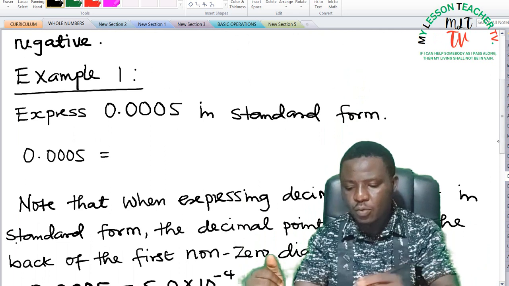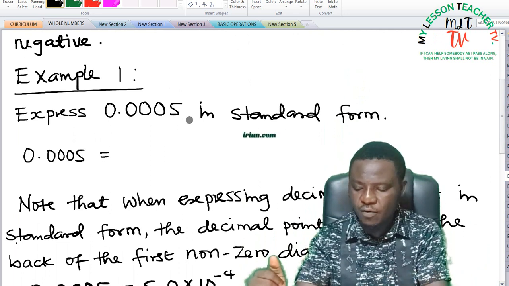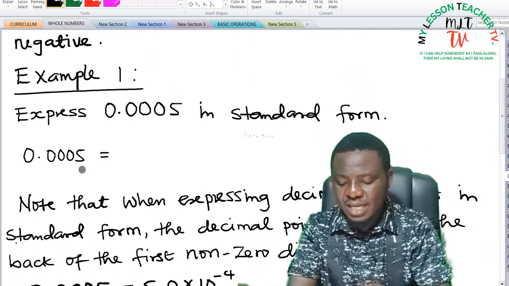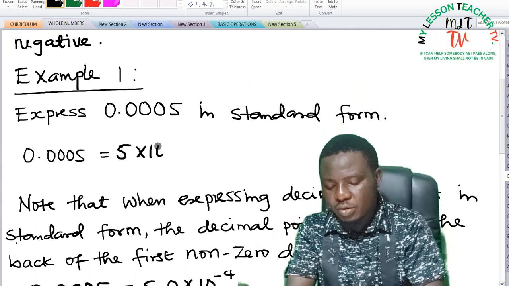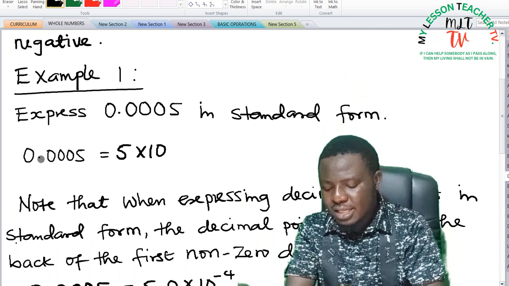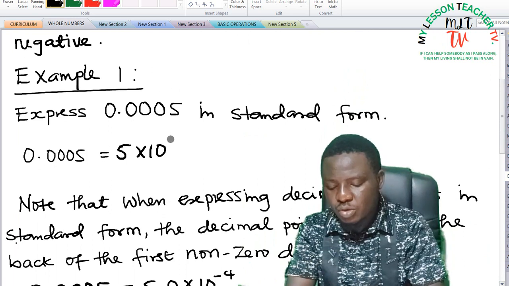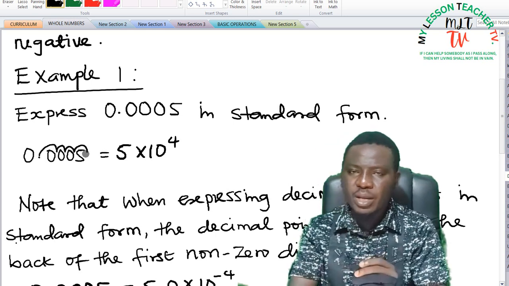Example 1, we are to express 0.0005 in standard form. 0.0005 in standard form can be expressed as 5 times 10 raised to the power of the number of digits you have after the decimal point, which is times 10 raised to the power of 4, because you are moving the decimal point 4 times, which is 1, 2, 3, 4.